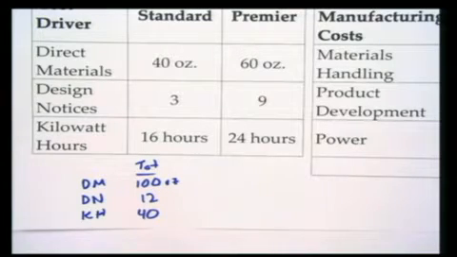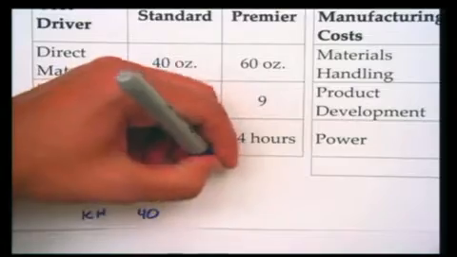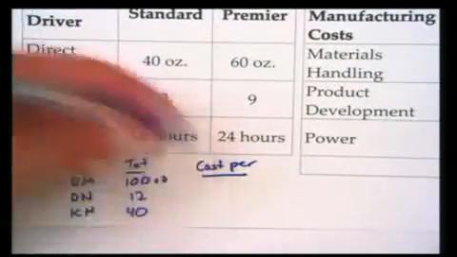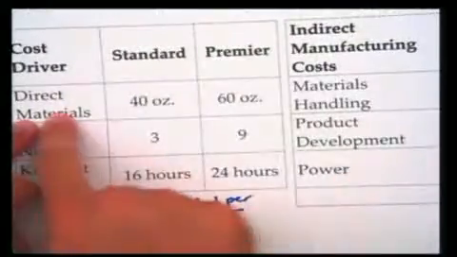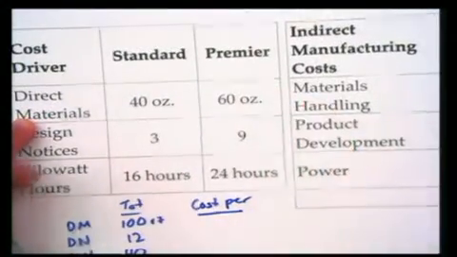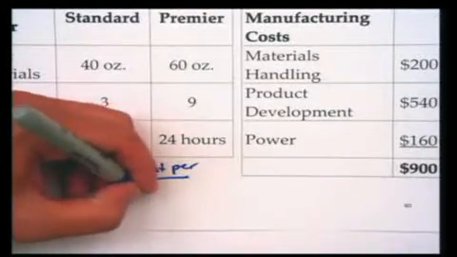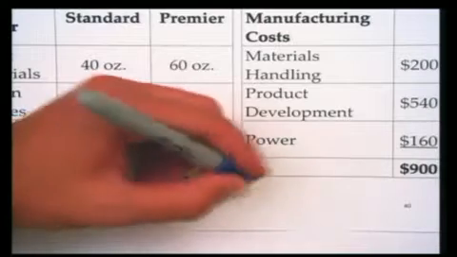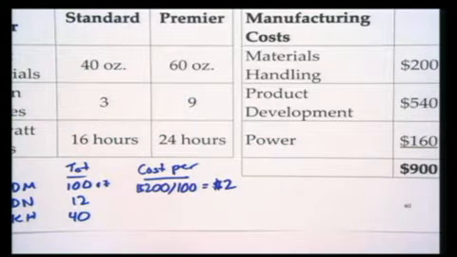So now what we have to do is figure out the cost per. Right? So we'd say, okay, and you got to line these up too. Direct materials and materials handling are, in essence, you can almost think about them as the same thing. So the cost per is going to be $200 divided by the 100, or it's going to be $2 per. Do we all see that? $2 in this case per ounce for materials handling.